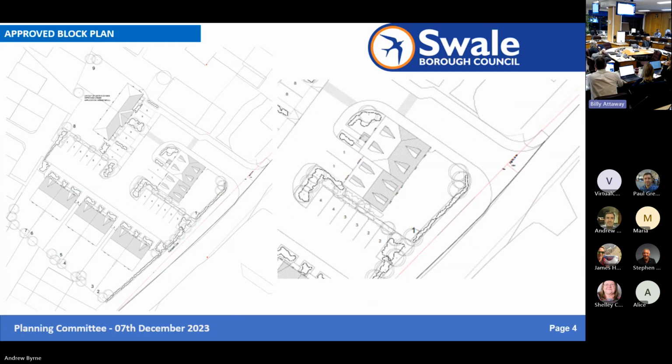Sorry, if I go back to the site plan. This was the approved site plan. There was a footway coming into the site on both sides. This footway hasn't been built, and instead the boundary to this plot has been made slightly wider. KCC Highways don't have any concern about the loss of that path, partly because there is a footway on the other side and partly because the development serves a limited number of properties, so they haven't identified any concerns in terms of highway safety.